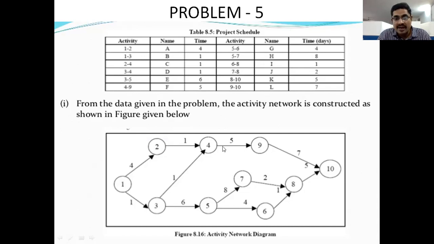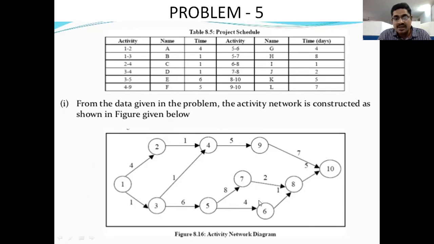Here 4 and 9 connecting between these two. Next 5 to 6 and 5 to 7. So 5 to 6 and 5 to 7.